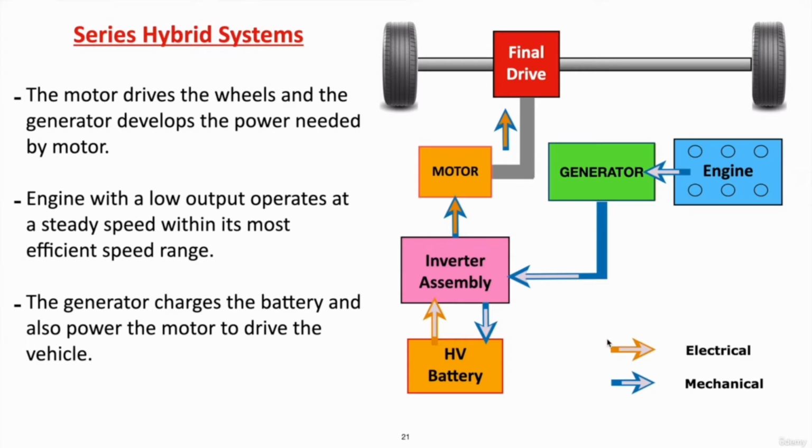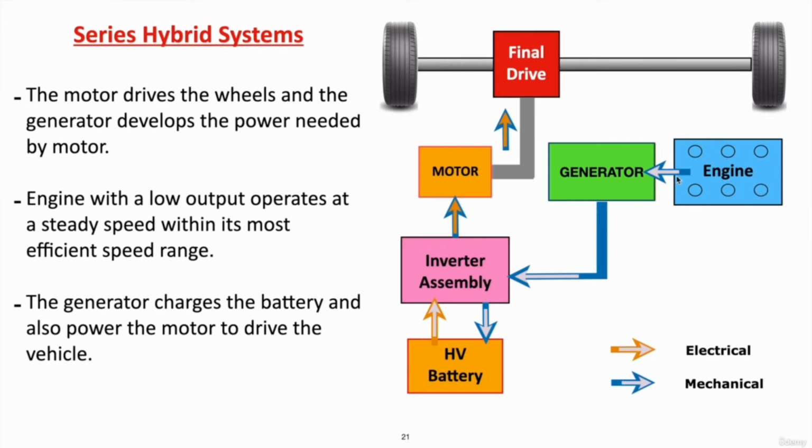The orange arrows represent electrical, blue represent mechanical. So mechanical power or electrical power, and the combination of both is electromechanical. So here you can see as here or here. So let's discuss the series hybrid system. You can see our engine is here.